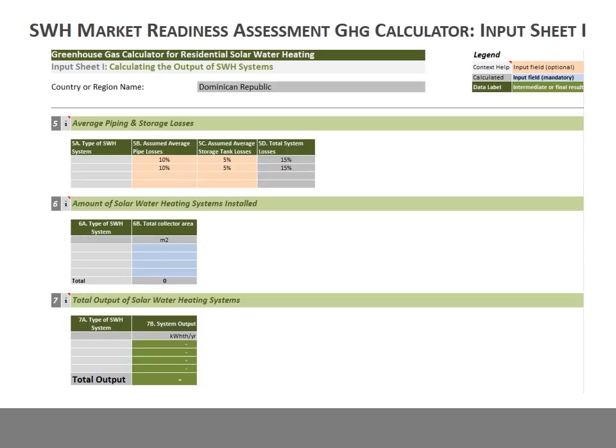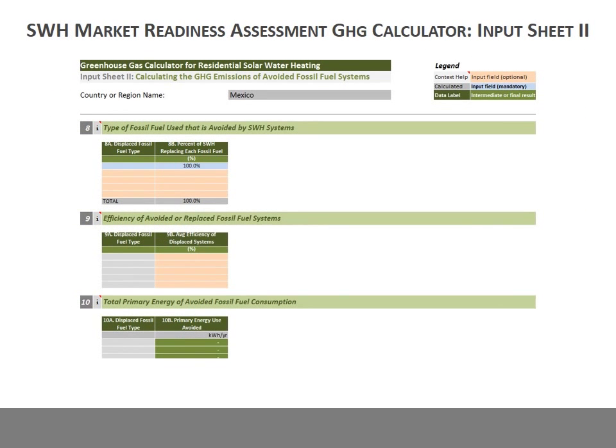For some inputs, the user is required to enter the data manually, and for others, default data is provided. Based on the information entered into the Excel sheet, the total output of solar water heating systems is calculated. In the second input sheet, the user provides information on the fossil fuel energy that will be displaced by the solar water heating systems. Using this data, the model calculates the greenhouse gas emissions of avoided fossil fuel systems. The input sheet requires 4 inputs. For some inputs, the user is required to enter the data manually, and for others, default data is provided.